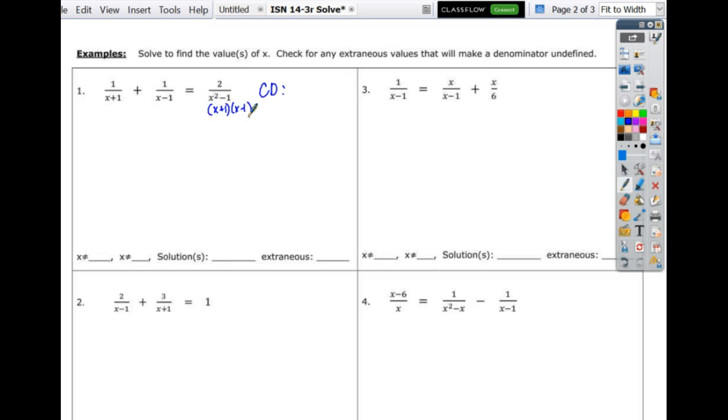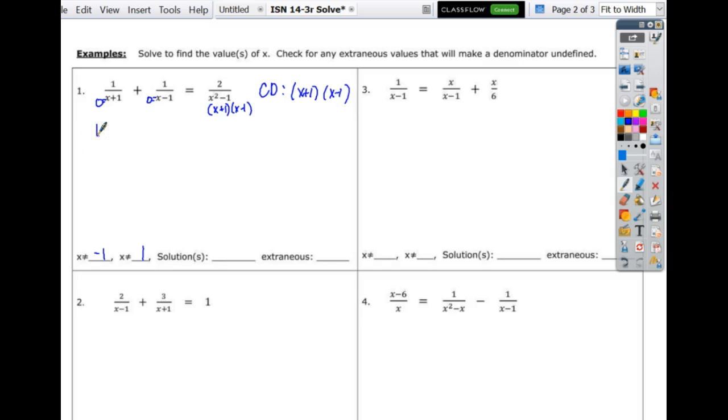Okay, so in the first problem, the x squared minus 1 is a perfect square, and that factors to x plus 1 and x minus 1. So what can x not equal? Here it can't equal negative 1, and here it can't equal 1. And I already used the x plus 1 and x minus 1 over here, so we don't have to do this one. So the common denominator is x plus 1 times x minus 1.